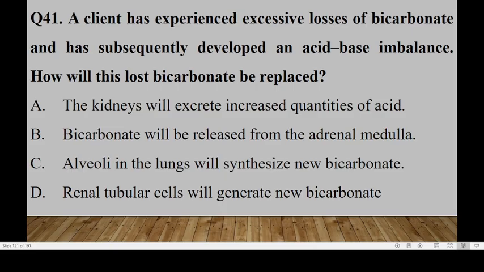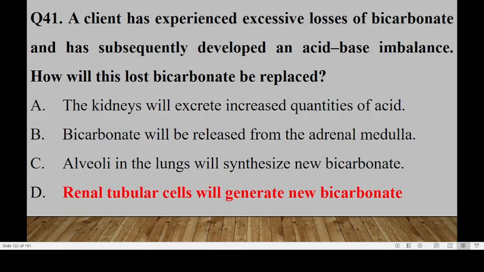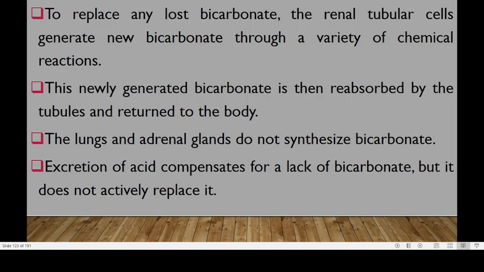A client has experienced excessive losses of bicarbonate and has subsequently developed an acid-base imbalance. How will this lost bicarb be replaced? The renal tubule cells will generate new bicarbs. So to replace any lost bicarb, the renal tubule will generate new bicarbs through a variety of chemical reactions.